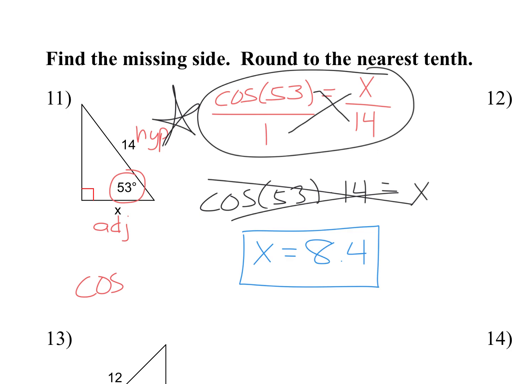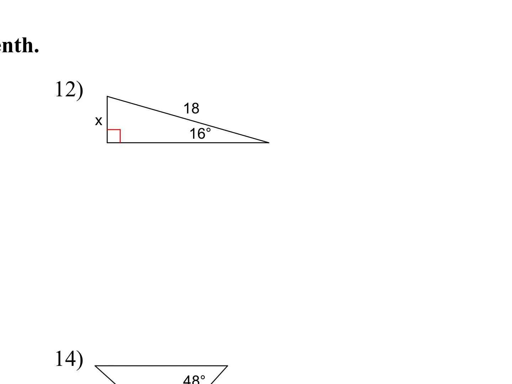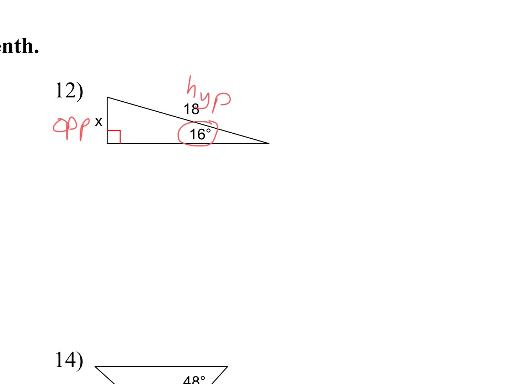Let's look at number 12. Okay, what's the first thing that we need to do? Circle your angle, and then what? Label your sides. What side is x? Opposite, because it's cutting across, so x is our opposite. What is 18? It's the hypotenuse. So now we have to identify the trig ratio. Which one uses opposite and hypotenuse? Sine. So we are going to use sine.